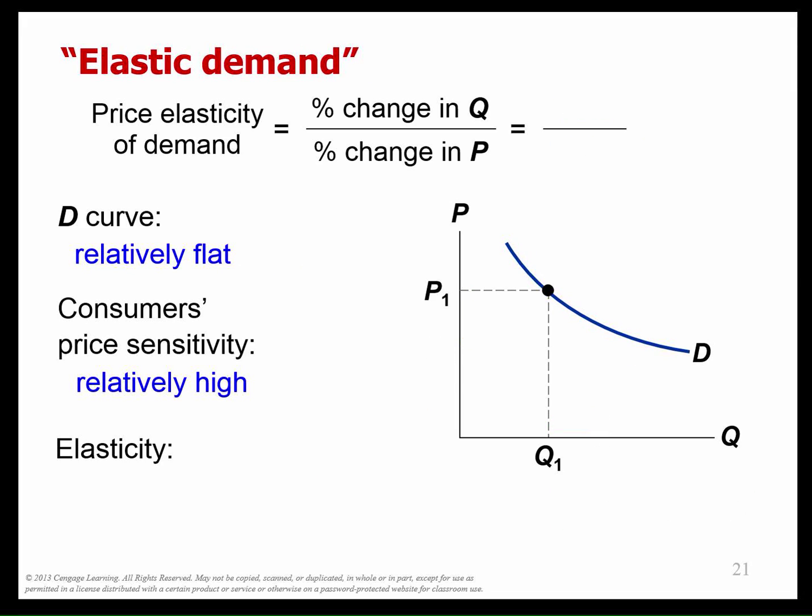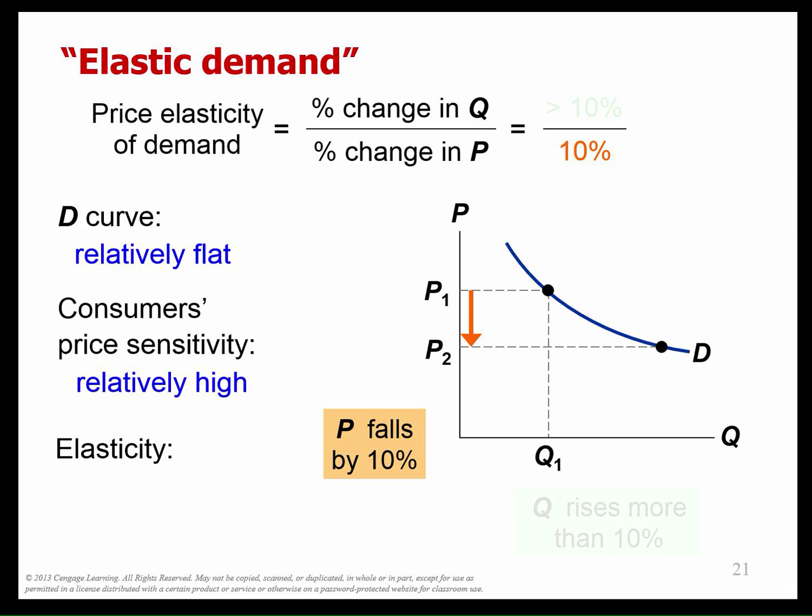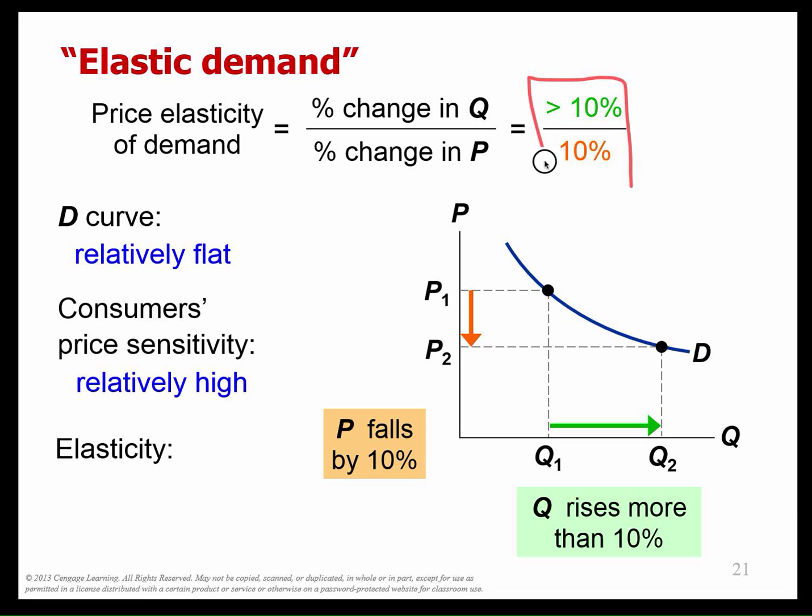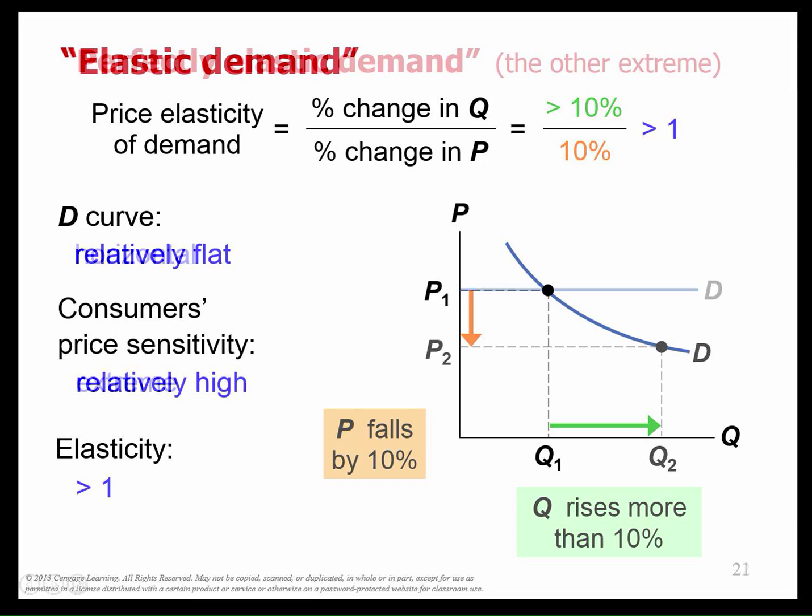All right, and we're getting even flatter now. If our price falls by 10%, look at this graph. You can tell that quantity will rise by more than 10%. So think about this ratio right here. This number is bigger than 10. This number's 10. So that's going to be something greater than 1.